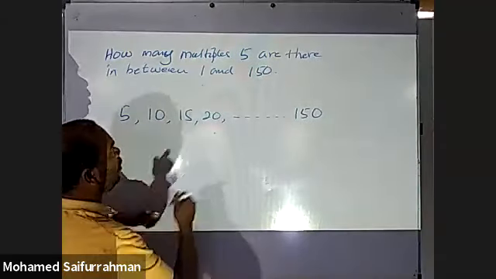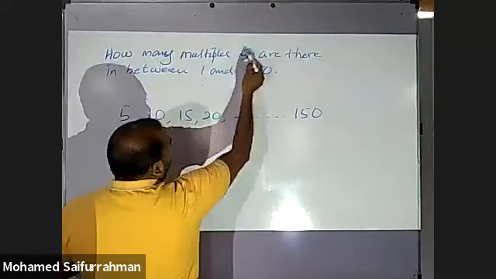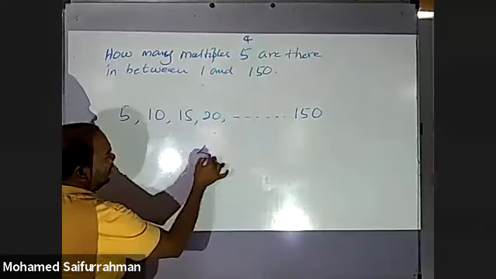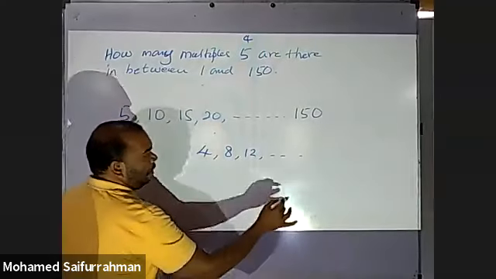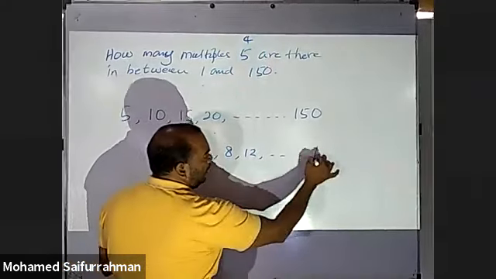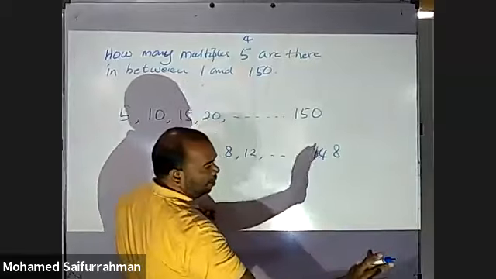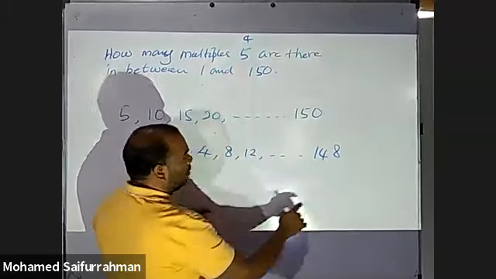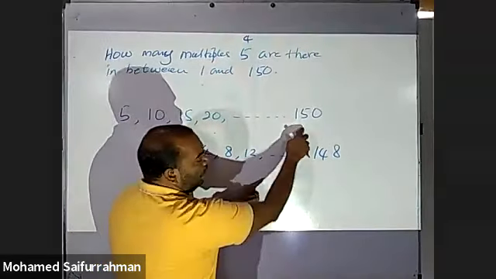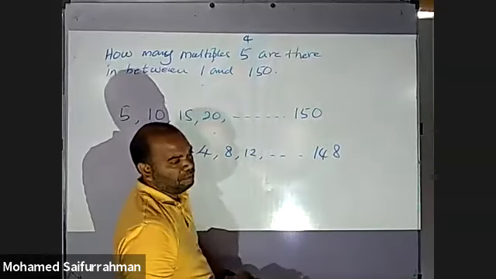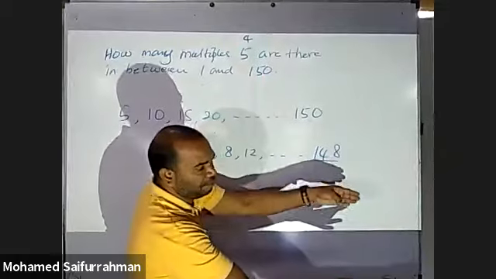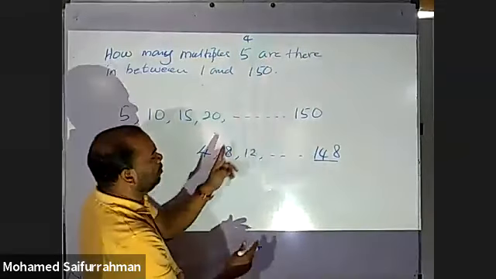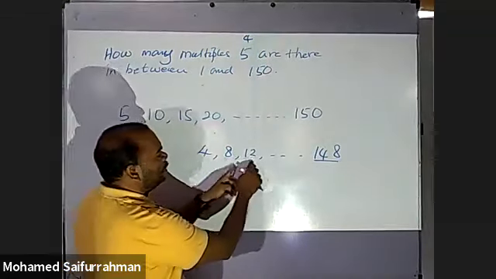And multiples of 4, then you should start 4, 8, 12. The final term is 148, it cannot be 150, because 150 is not a multiple of 4. You can't exceed 150. Therefore, multiples of 4 mean 4, 8, 12, up to 148.